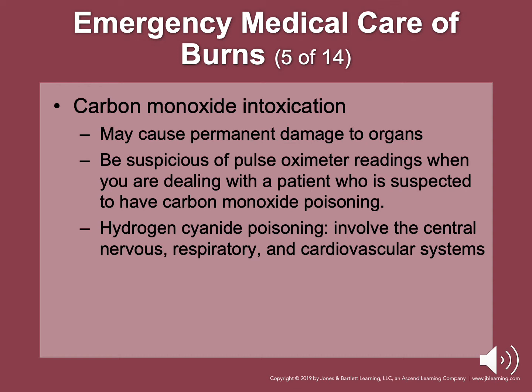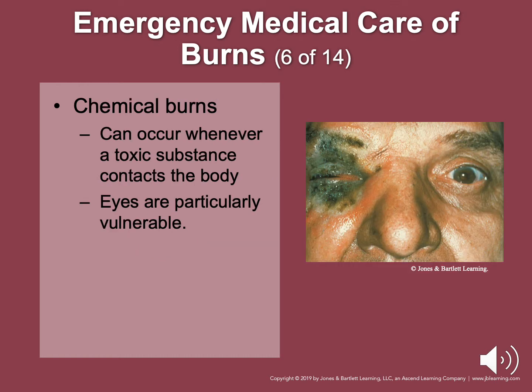Chemical burns can occur whenever a toxic substance contacts the body. Eyes are particularly vulnerable to chemical burn. Wear the appropriate PPE, and in cases of chemical burns or exposure, consider a hazmat team. The severity of chemical burns is related to the pH level of the agent, the concentration of the agent, the length of time the patient was exposed to the agent, the volume, and the physical form of the agent. Treatment can be specific to the chemical agent.